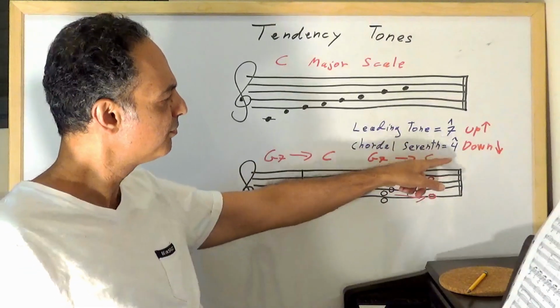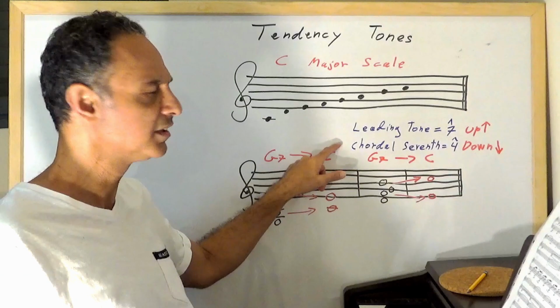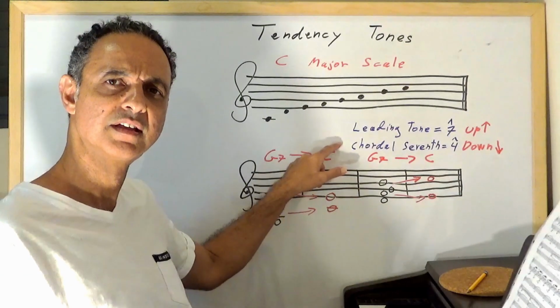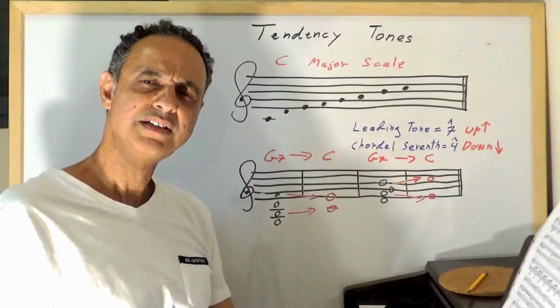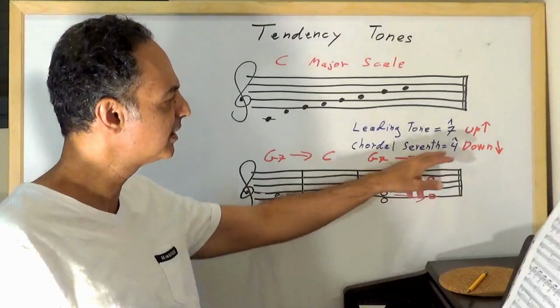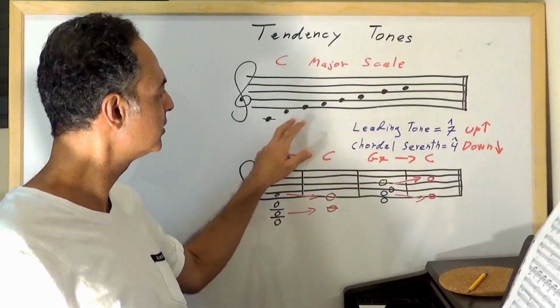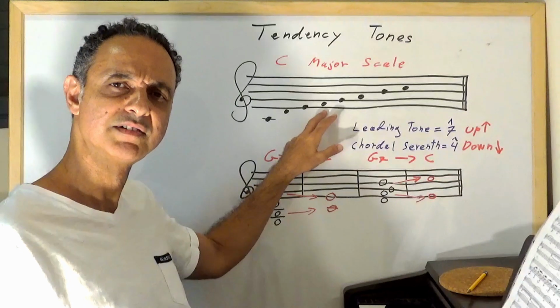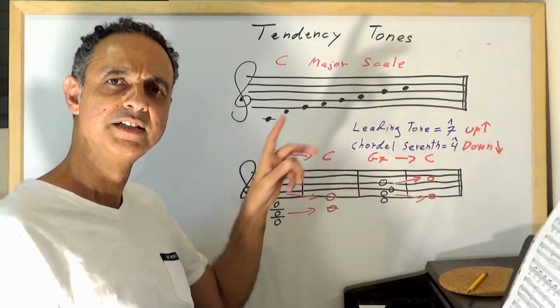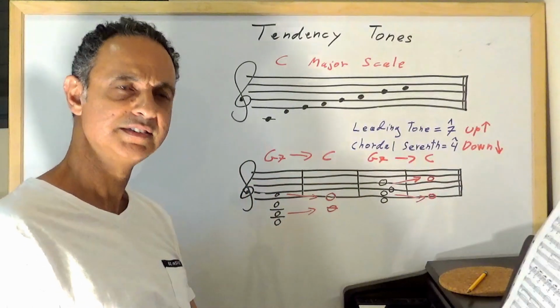Now, scale degree number 4 is also known as the chordal 7th. But why do they call it chordal 7th? We're talking about scale degree number 4. 1, 2, 3, 4. Why chordal 7th? So in order to answer this one, take a look here.